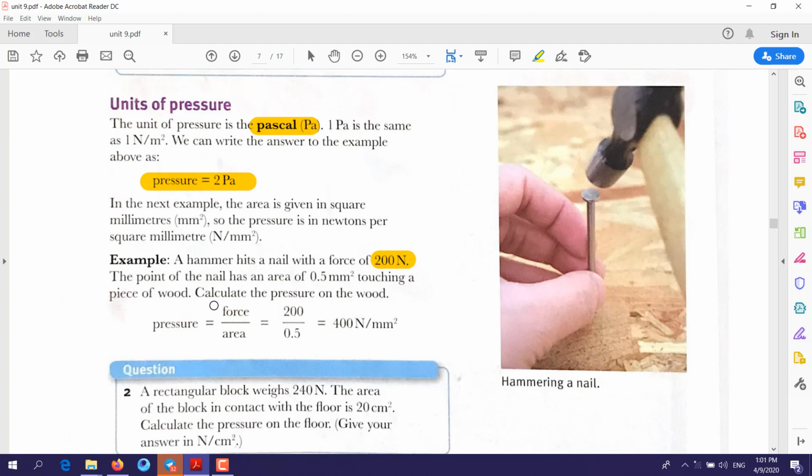First step, you write the formula. Pressure is force over area. How much is the force? 200. Then how much is the area? 0.5. So 200 over 0.5, you will get 400 Newton per square millimeter. The square millimeter comes from the area of the nail.